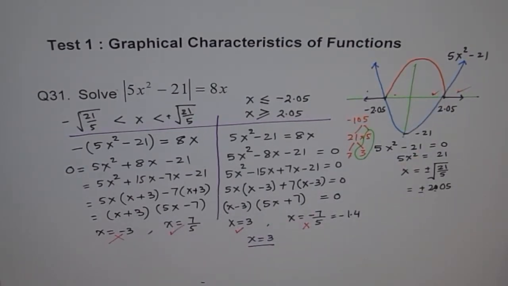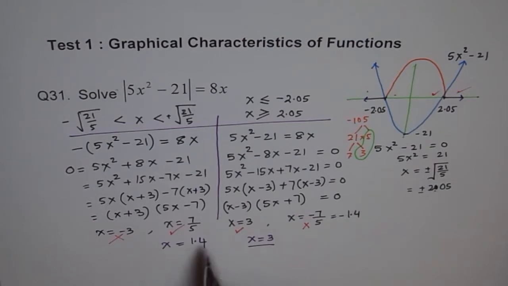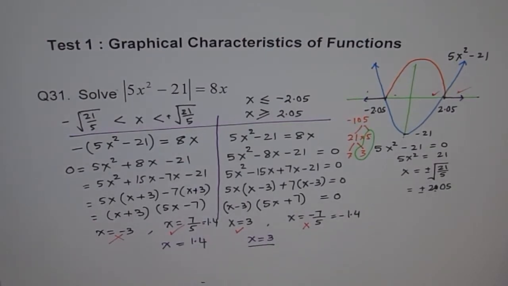So from here, we get a solution which is x equals 7 over 5, which I could write as 1.4. Is it okay? 7 over 5, which is the same as 1.4, correct? Therefore, our answer is x equals 1.4 or 3. Do you see that? So that is how we are going to solve such a problem of absolute function. It could be very tricky at times.